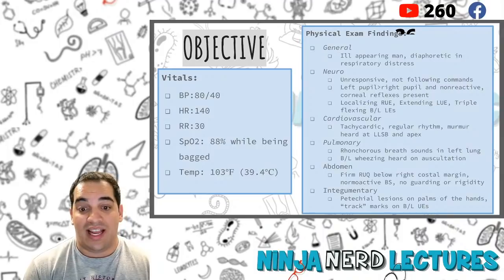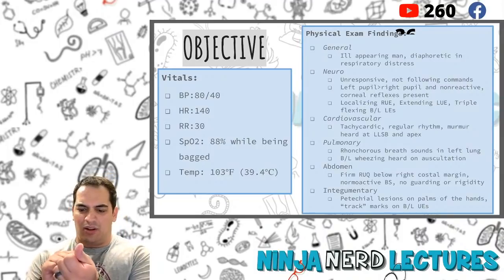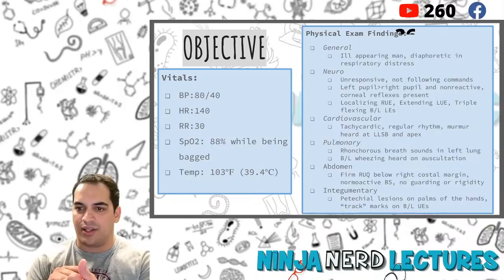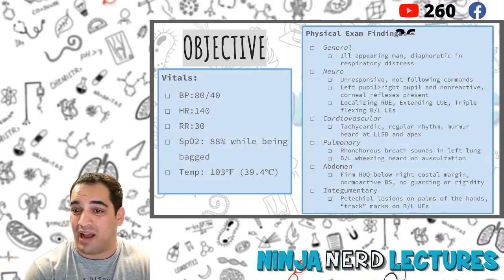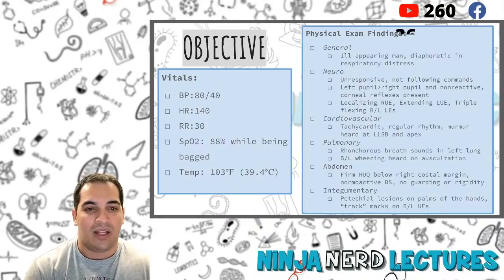And then you take a look at his skin. And when you look at his skin, you see these little hemorrhagic or petechial lesions on the palms of his hand. And you even see some track marks on his bilateral upper extremities too.